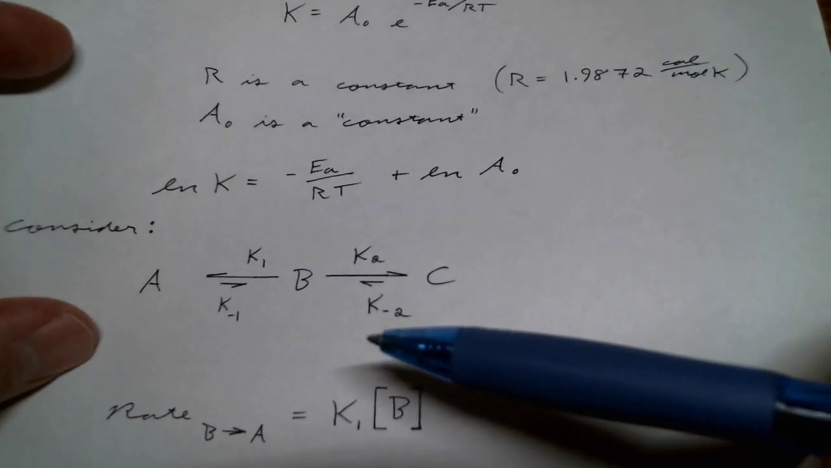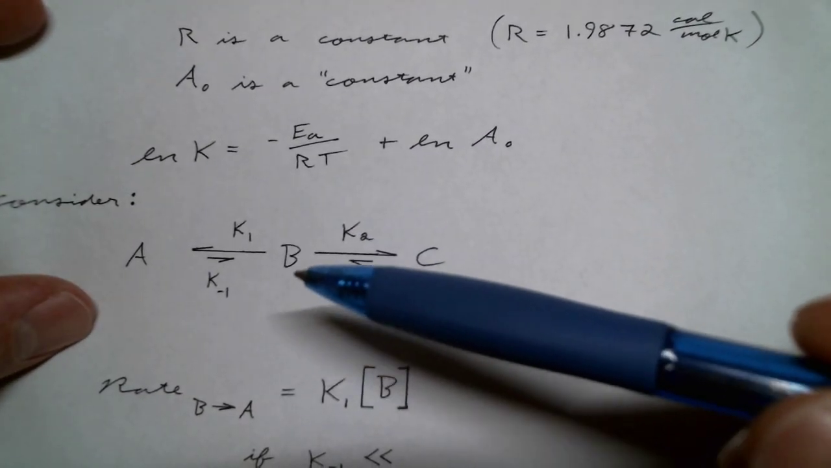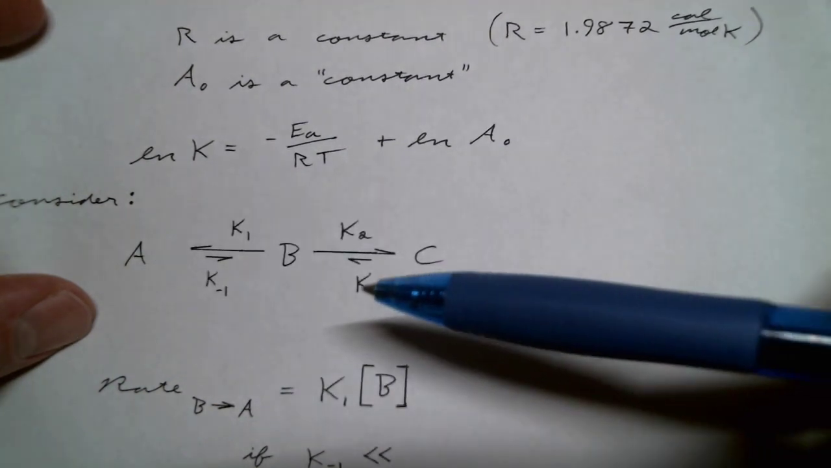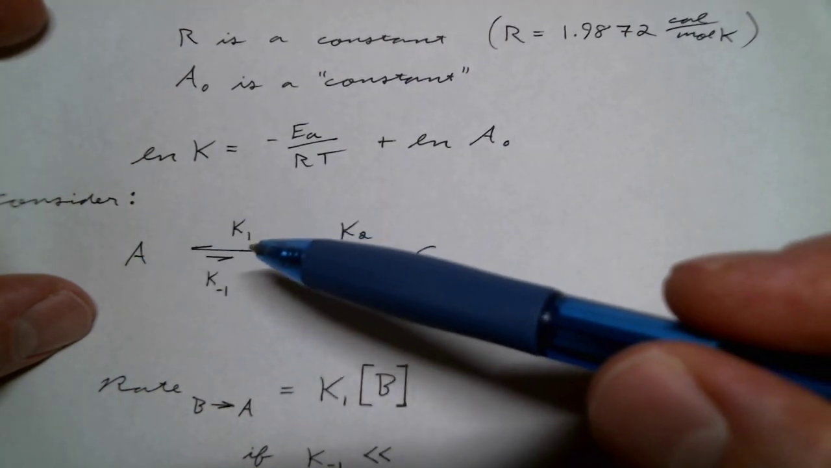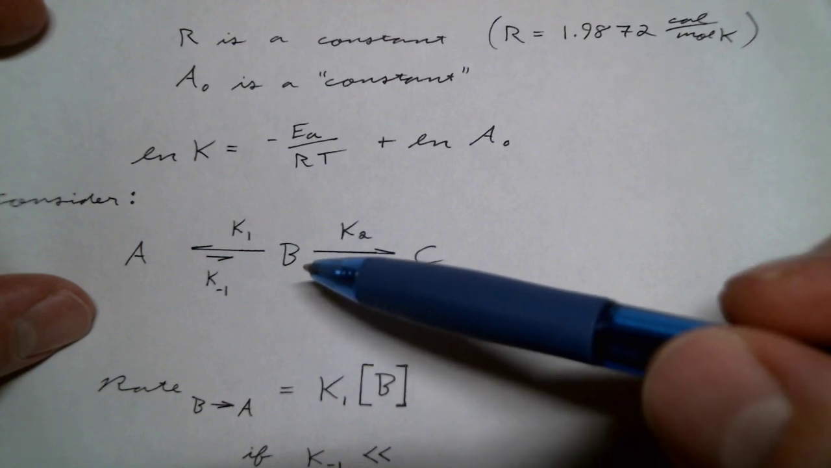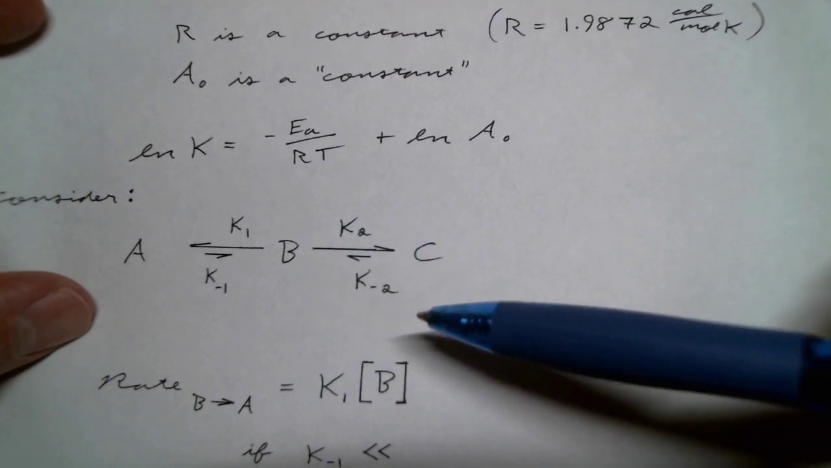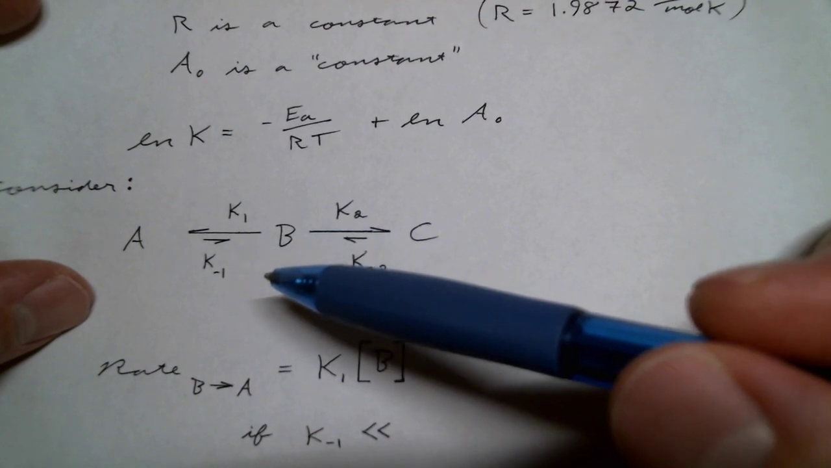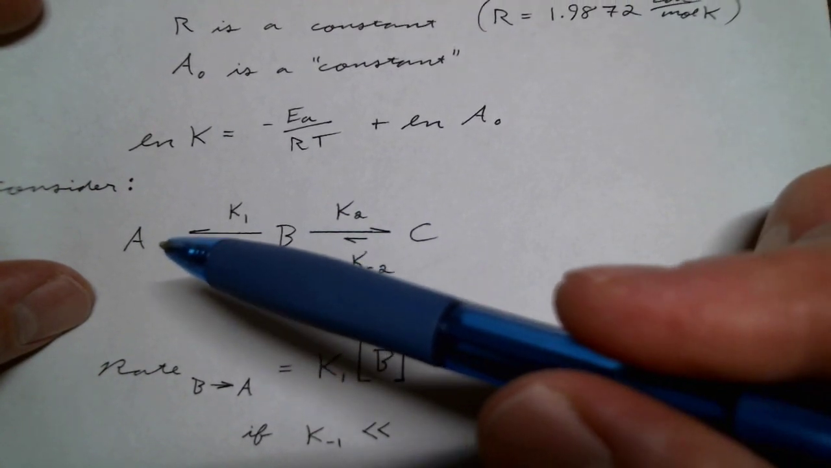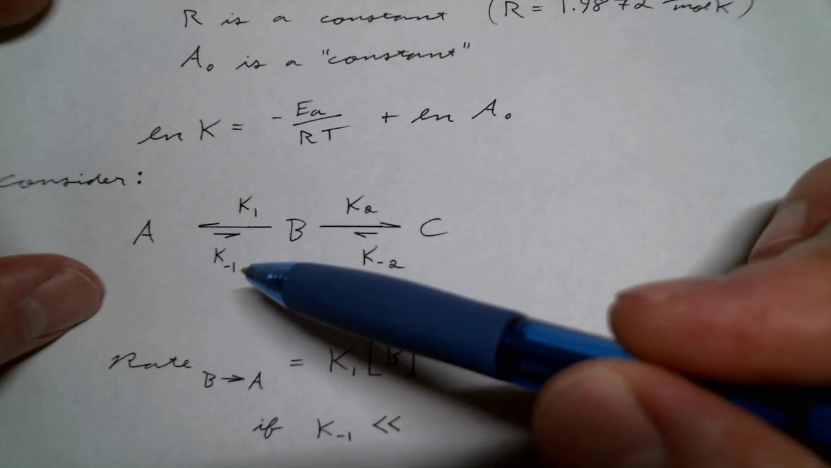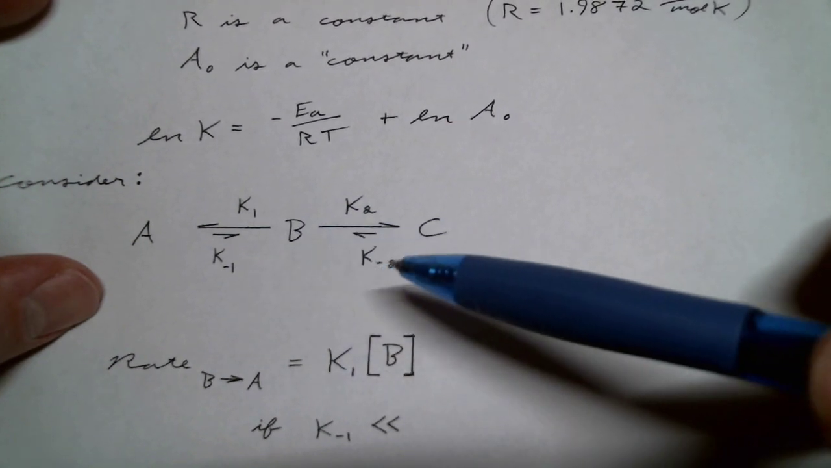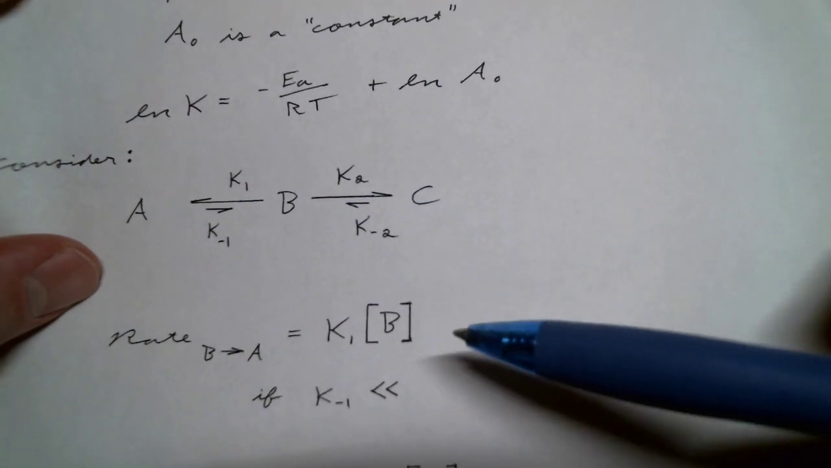So let's consider some reaction that can happen to B. It can either go to C or it can go to A. It goes to A with some reaction rate constant k1. It goes to C with some reaction constant k2. In theory, all reactions are microscopically reversible. We might say that A could revert back to B with some reaction rate constant k minus 1, and C could revert back to B with some reaction constant k minus 2.